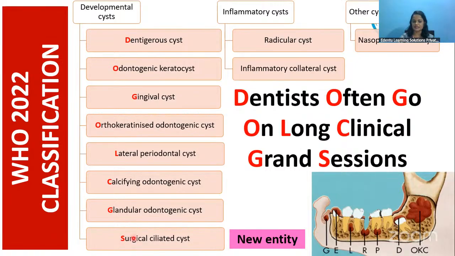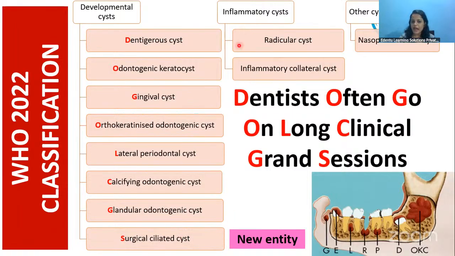Surgical ciliated cyst. Most of these cysts are seen in the maxillary region, and after some kind of orthodontic surgeries and all, these cysts were noticed in some patients. So they had included this cyst under the developmental cyst. So this is a new entity, surgical ciliated cyst.